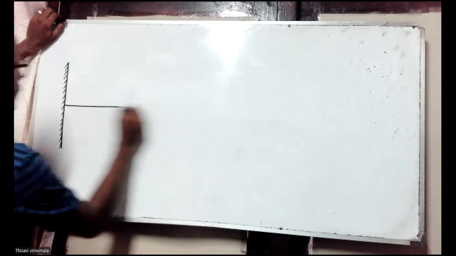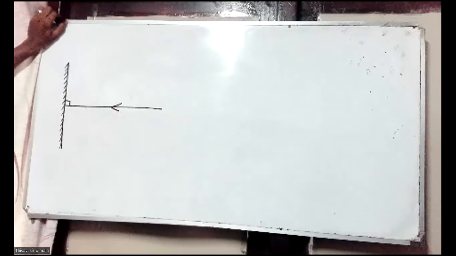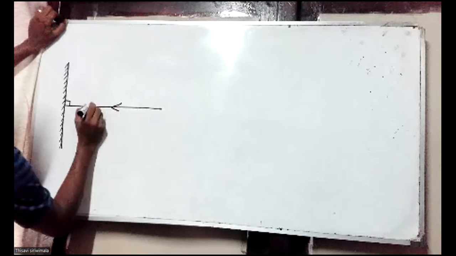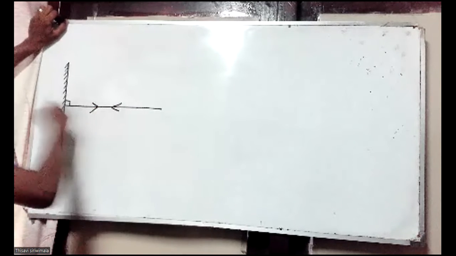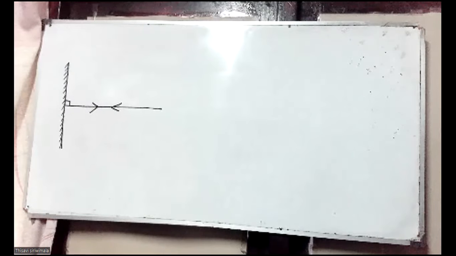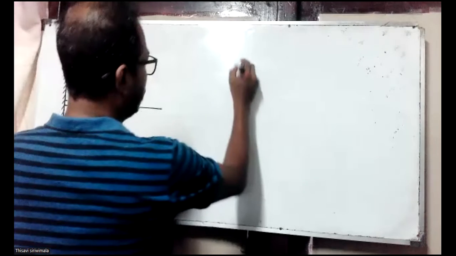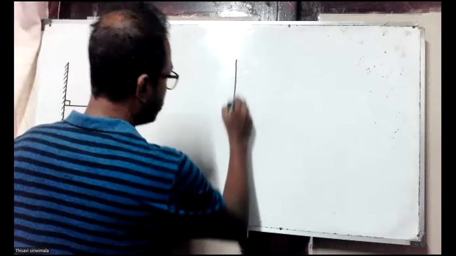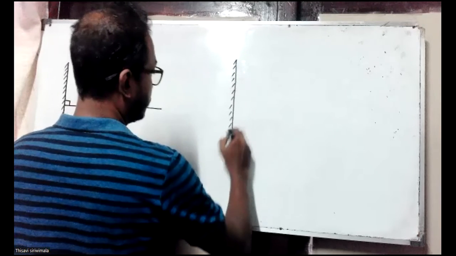Then this is the light ray which is incident on a plane mirror perpendicularly. So it will get reflected along the same path. So this is for the first box. And for the second box, when the light rays are incident at an angle.